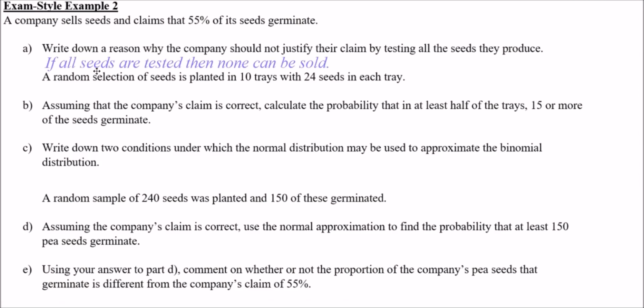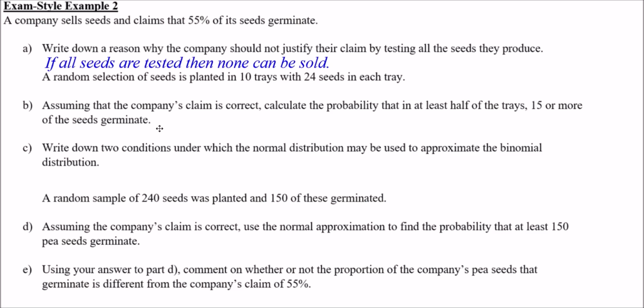So the first thing is we just need to say something like this. If all seeds are tested, then none can be sold. So that's why you shouldn't really do it. I mean, they could, but it wouldn't be exactly the best business model. So something along those lines for Part A would do. Part B, it says, assuming that the company's claim is correct, calculate the probability that in at least half the trays, 15 or more of the seeds will germinate.